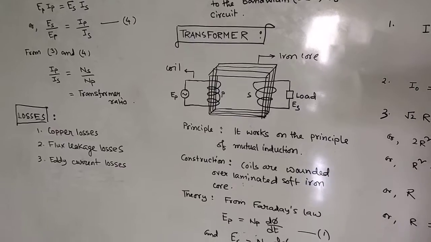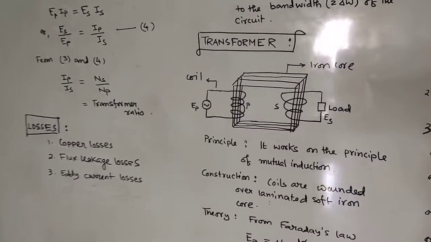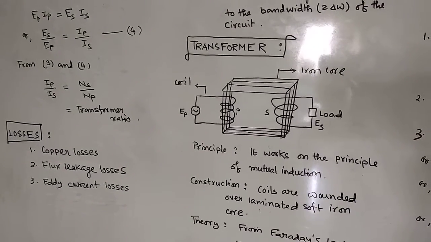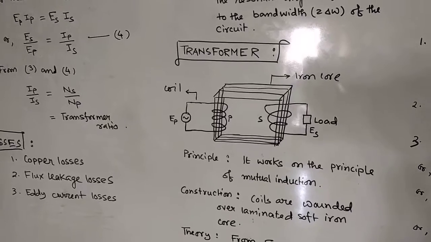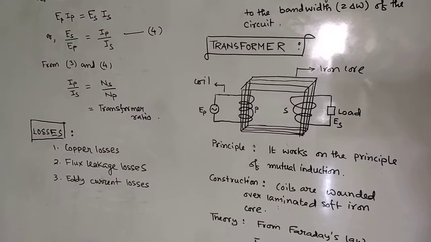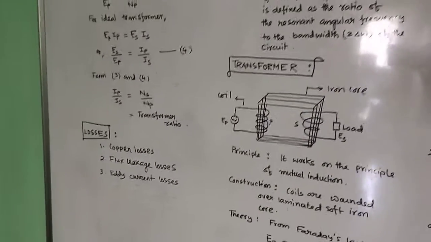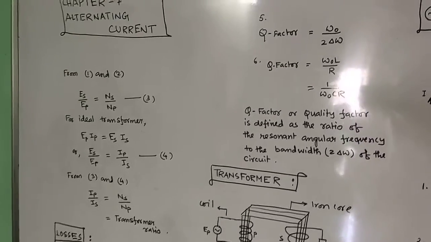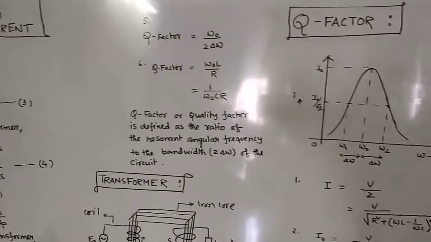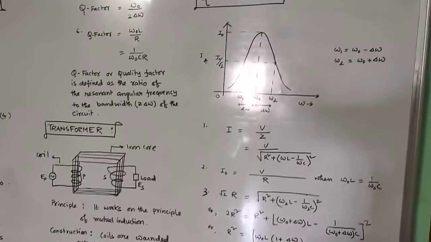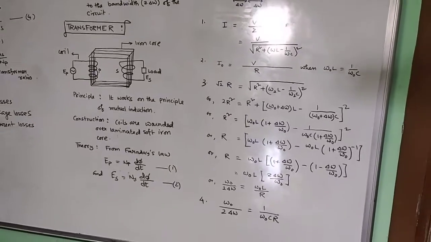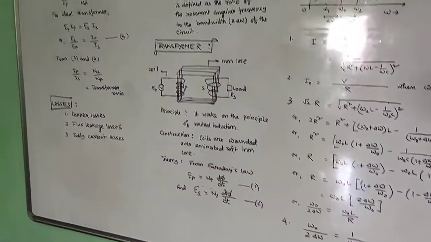Okay, some amount of heat is produced due to the circulating current if you take a solid block of iron core instead of a laminated iron core. So this is all about the losses of a transformer, and sometimes in exams it is asked, explain the losses of a transformer. So go through this part. This part is important, and try to find out your doubts.